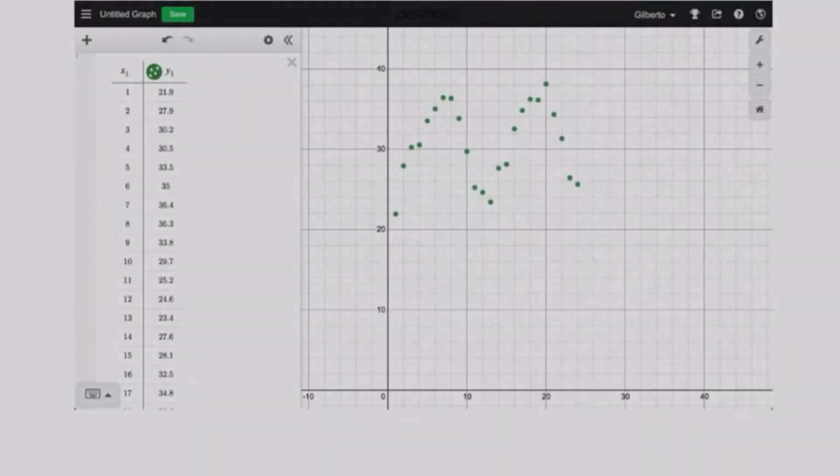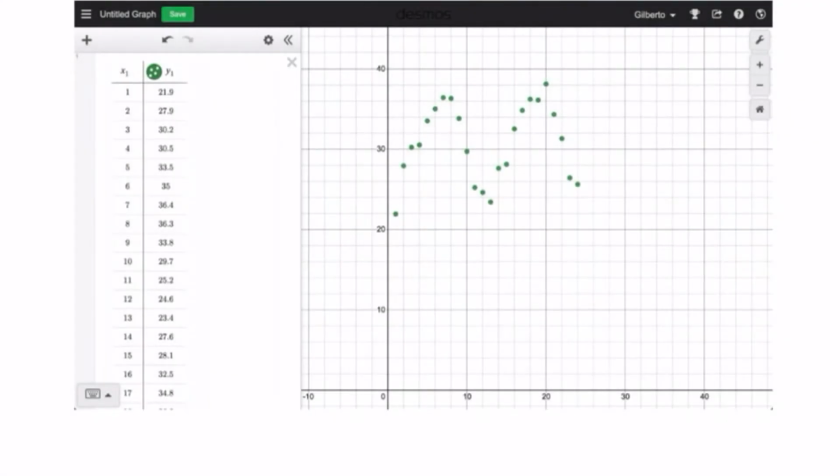After creating the scatter plot, we need to select which equation to use. I decided to use sine because it fits better with our graphic. First, you need to find which are the key points. For example, the initial point is 3,30.2.